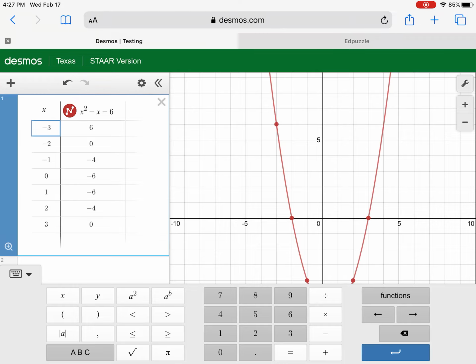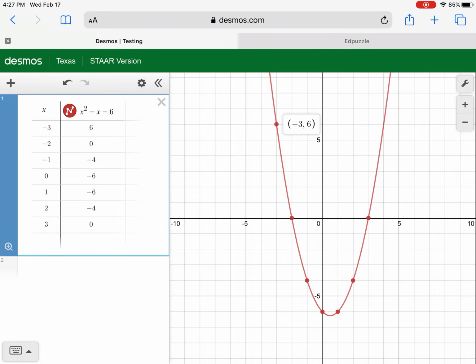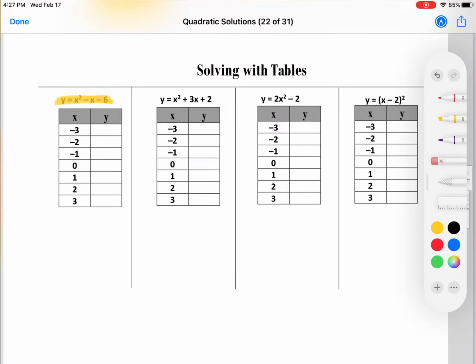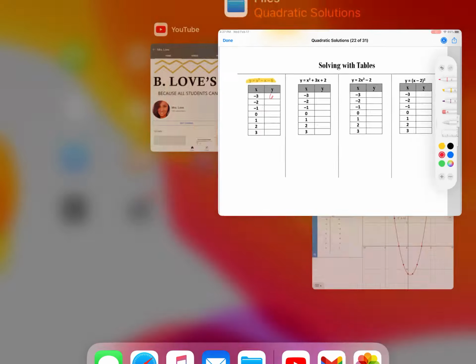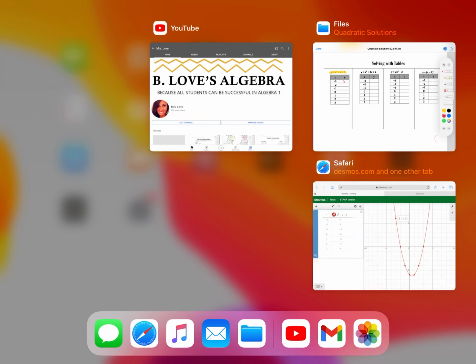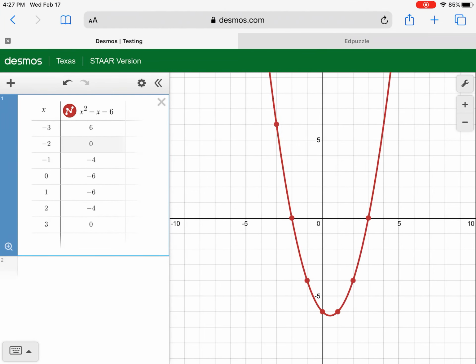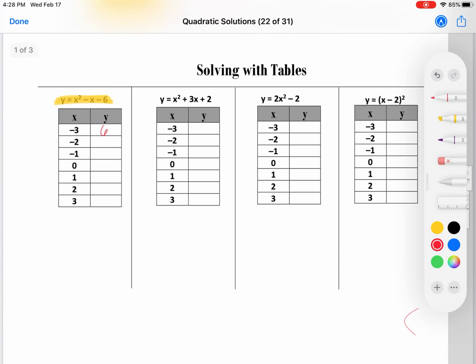So in this one here, the ordered pair (-3, 6) is this ordered pair right here. It lives on this line. So what I'm going to write is that (-3, 6) is a point from y equals x squared minus x minus 6. I plugged it into Desmos and opened the table. When x is negative 3, the y value of this equation is 6. When x is negative 2, the y value of the equation is 0.